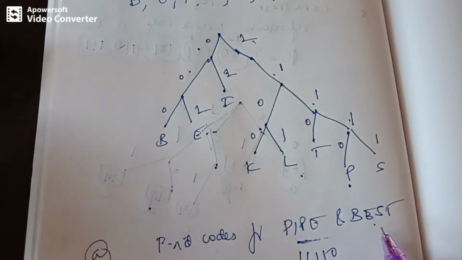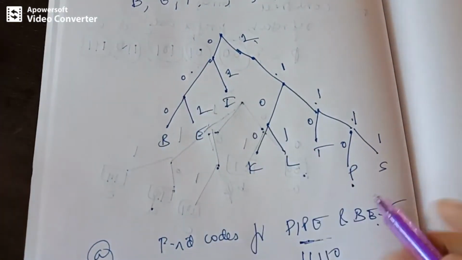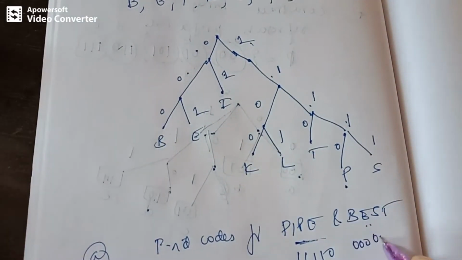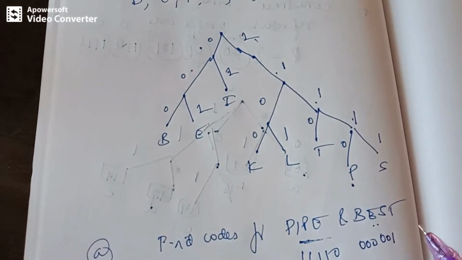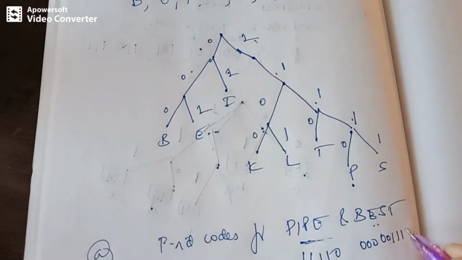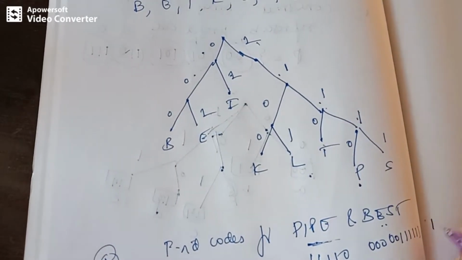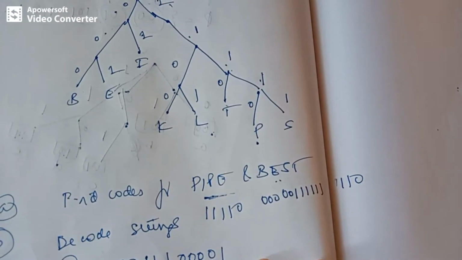Similarly, how do we get best? You can observe B is got through 0 0 0. For D you have the code 0 0 1. For S you have 5 ones. And for T you have got 3 ones and 0. So this is the code.